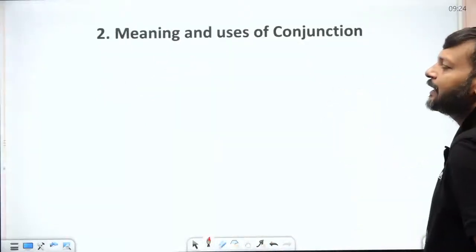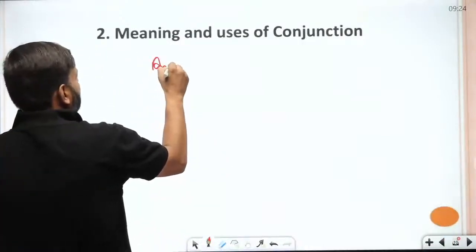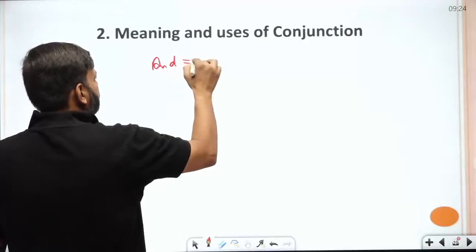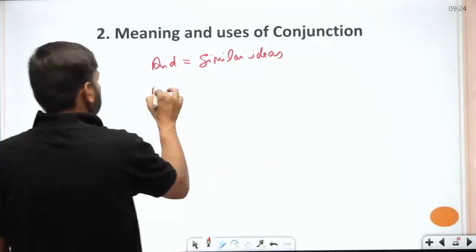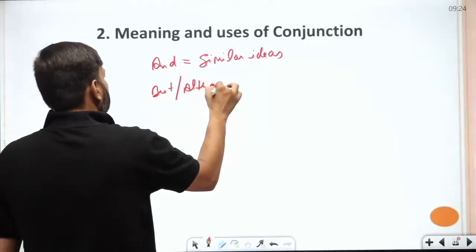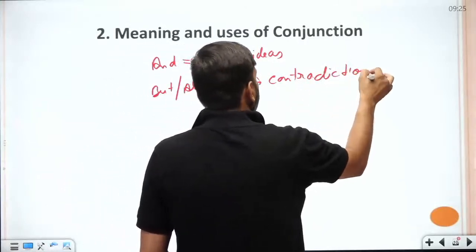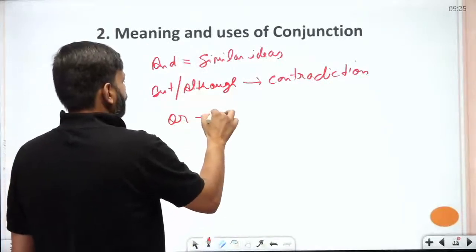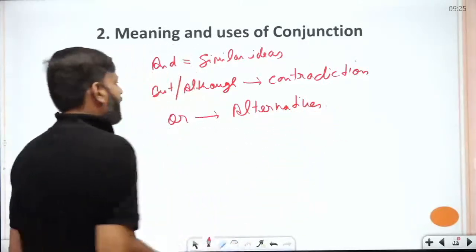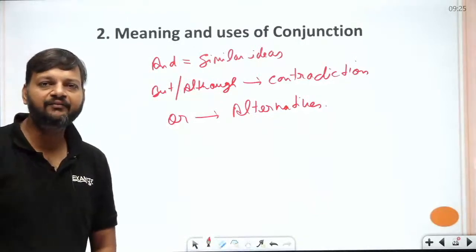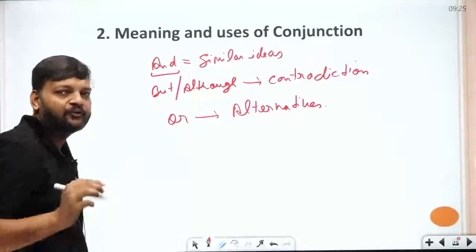Okay, now meaning and uses of conjunction. Meaning and uses of conjunction, like: and shows similar ideas, but, although shows contradiction, or shows alternatives. So with the help of these conjunctions also, you can easily figure out how to arrange the jumbled sentence. You must know the meaning of these conjunctions, that and is for similar ideas.